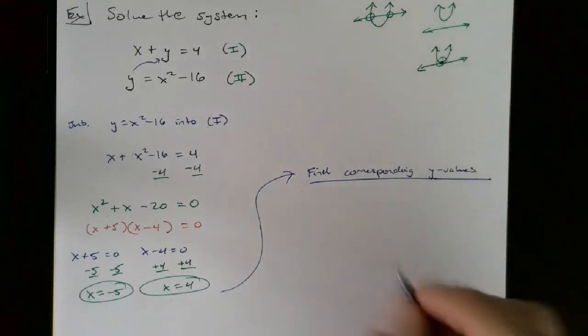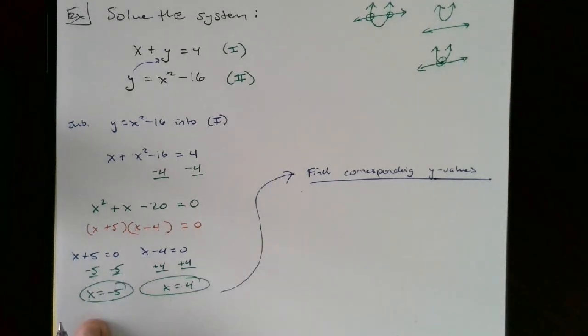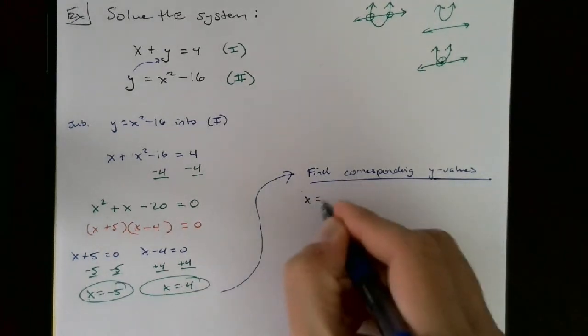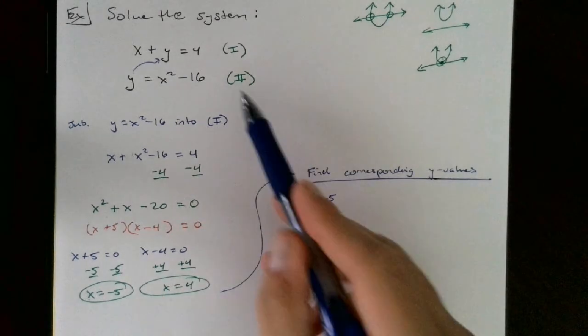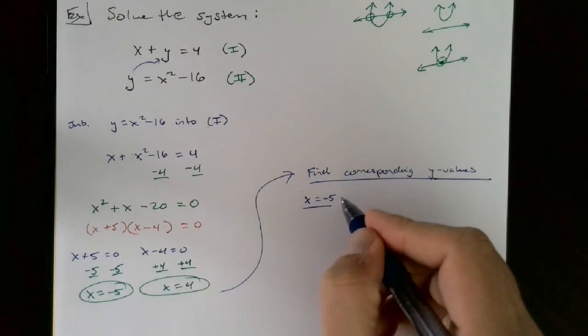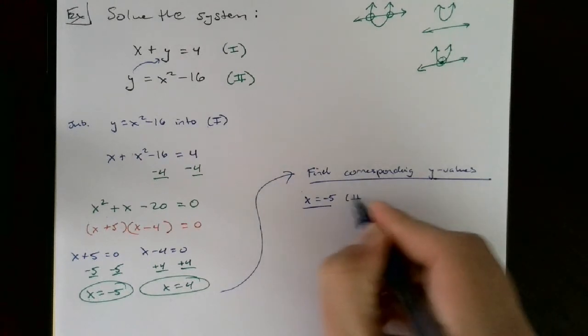So to find the corresponding y values, you do these individually. I'm going to substitute in negative 5. And you can pick either equation like I mentioned. I'll sub into equation 2 just because y is already isolated there. So I'll sub this into equation 2.